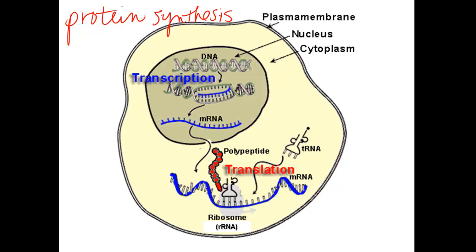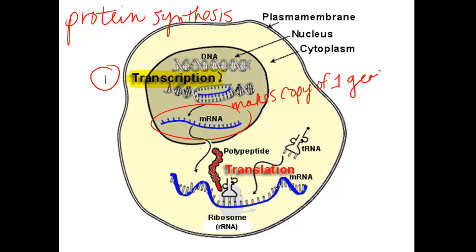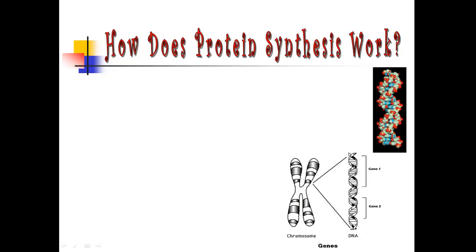The first step is called transcription. And transcription is just making a copy of one gene in your DNA into a messenger RNA. The second step in protein synthesis is called translation. And translation is taking that mRNA, that messenger RNA, and translating it into a protein. So one gene ultimately makes one protein. So how does protein synthesis work?